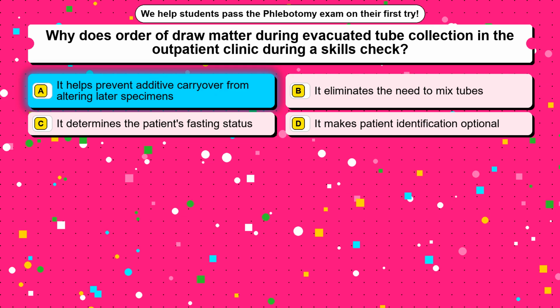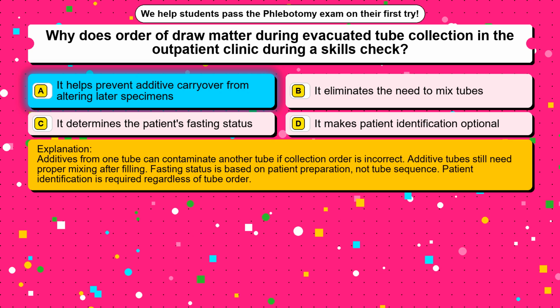The correct answer is option A. It helps prevent additive carryover from altering later specimens. Additives from one tube can contaminate another tube if collection order is incorrect. Additive tubes still need proper mixing after filling. Fasting status is based on patient preparation, not tube sequence. Patient identification is required regardless of tube order.